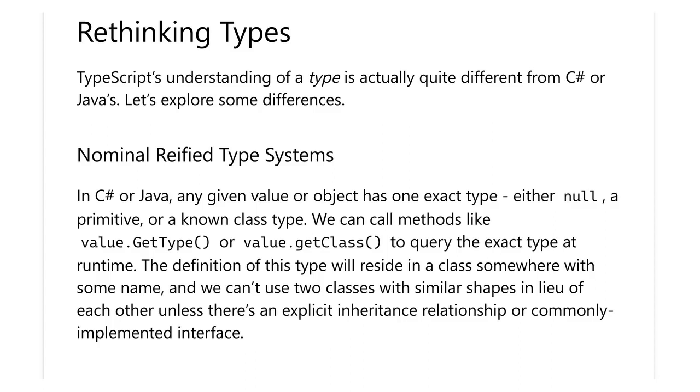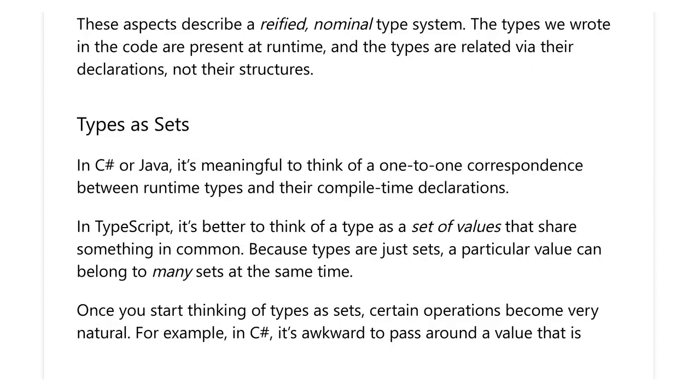The definition of this type will reside in a class somewhere with some name, and we can't use two classes with similar shapes in lieu of each other unless there's an explicit inheritance relationship or commonly implemented interface. These aspects describe a reified, nominal type system. The types we wrote in the code are present at runtime, and the types are related via their declarations, not their structures.